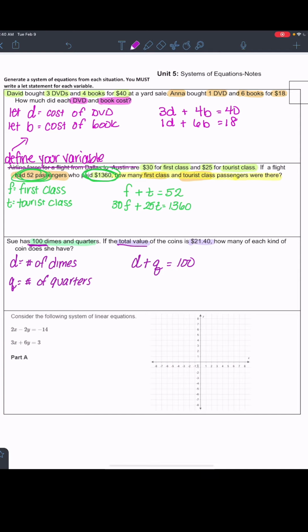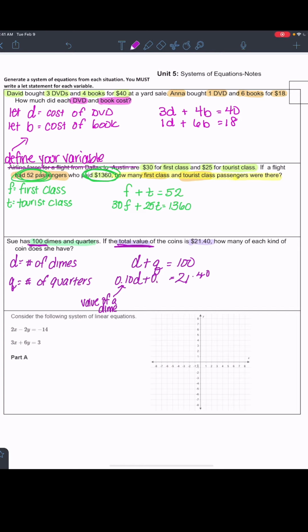But now there's a dilemma. Total value. Okay, well, I know it's got a total of $21.40. But let's think about this for a second. Can I total the D plus Q again? Is that possible? No, it wouldn't make sense because that's just the number. I'm looking at a value. Where am I getting 0.10? This is the value of a dime. It's assumed you know it.